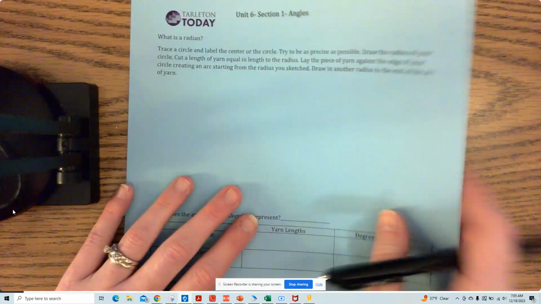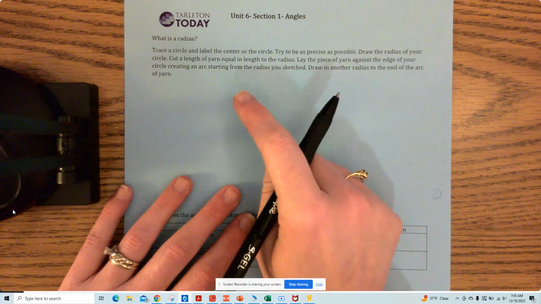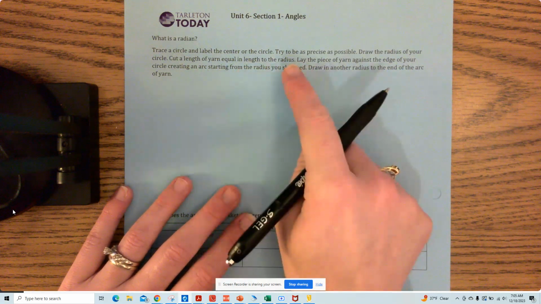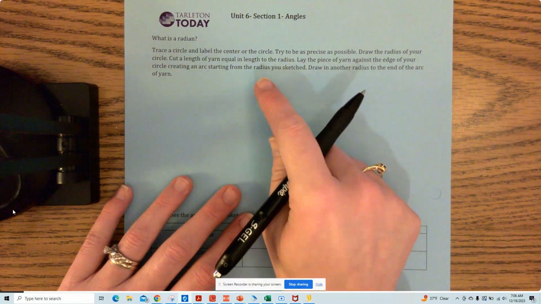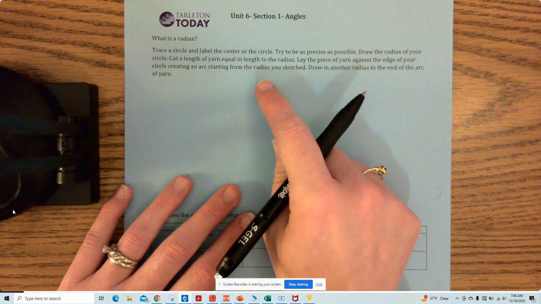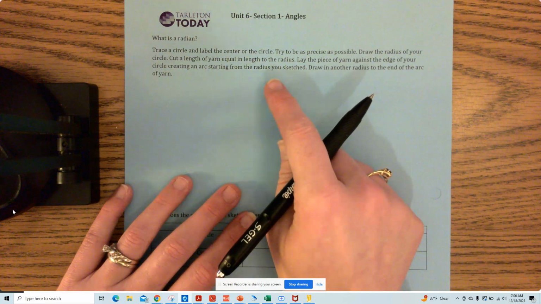It says trace a circle. So we're talking radians now. And label the center of the circle. Try to be as precise as possible. Draw the radius of your circle. Cut a length of yarn equal in length to the radius. Lay the piece of yarn against the edge of your circle, creating an arc. Starting from the radius you sketched, draw another radius to the end of the arc of yarn.